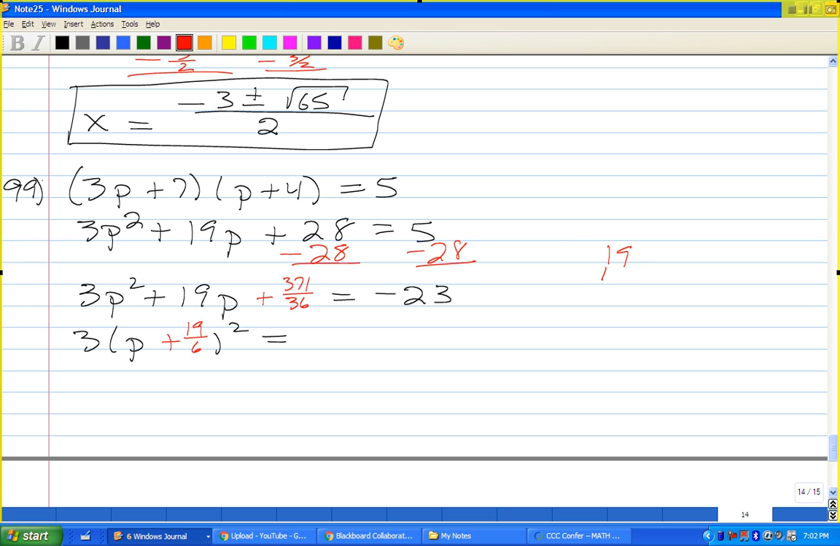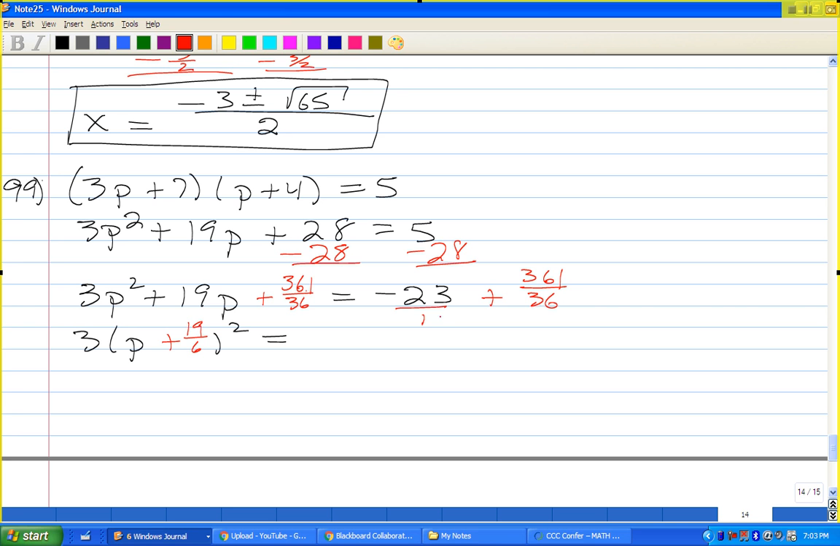19 squared is 361. Yeah, 361 over 36. So add 361 over 36 to both sides of your equation.